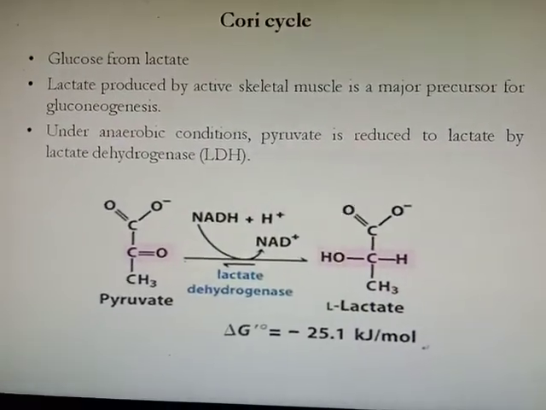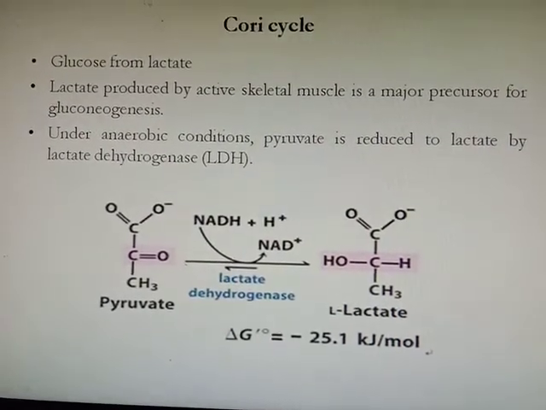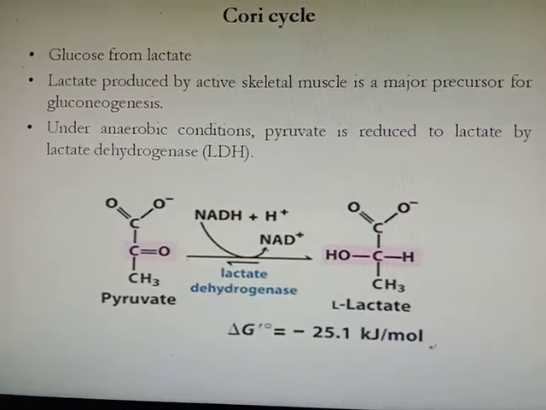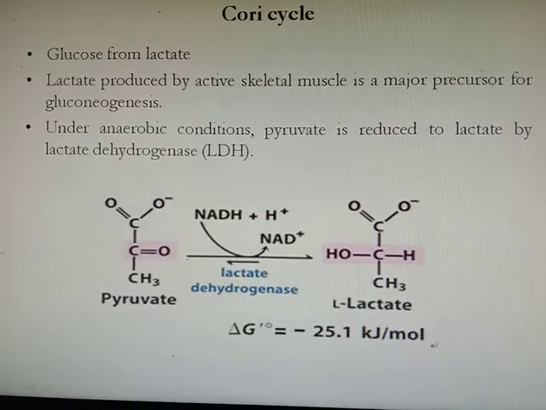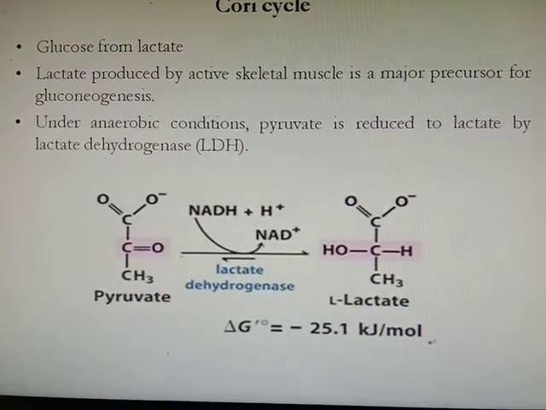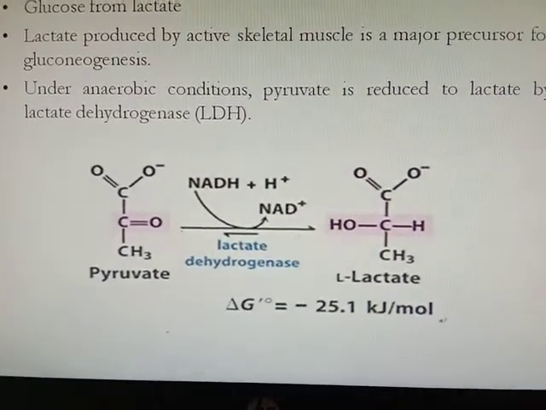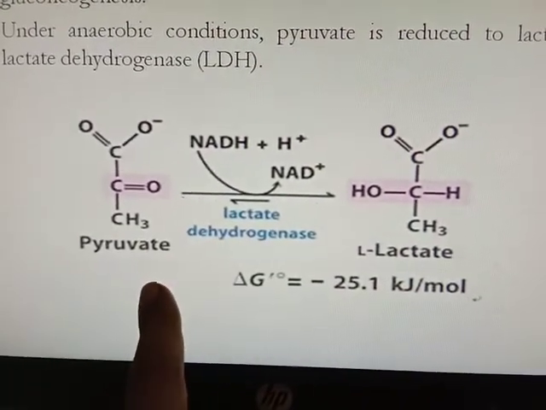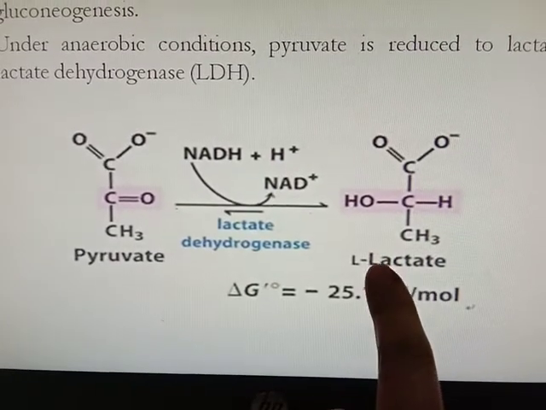Then, the Cori cycle. The Cori cycle is the synthesis of glucose from lactate. The lactate produced by active skeletal muscle is a major precursor for gluconeogenesis. Under anaerobic conditions, pyruvate is reduced to lactate by the enzyme lactate dehydrogenase. We already explained this in anaerobic glycolysis. Pyruvate in the presence of NADH will form lactate.